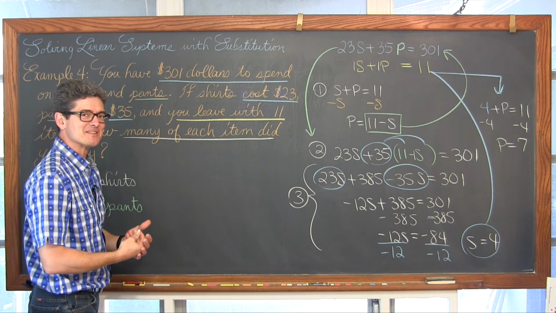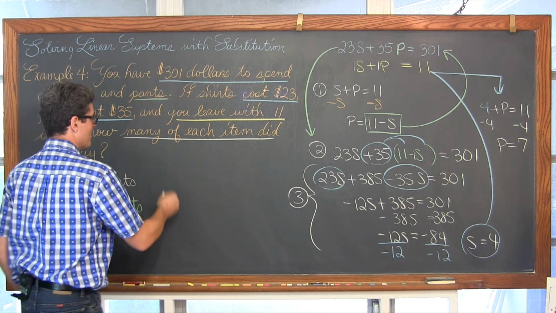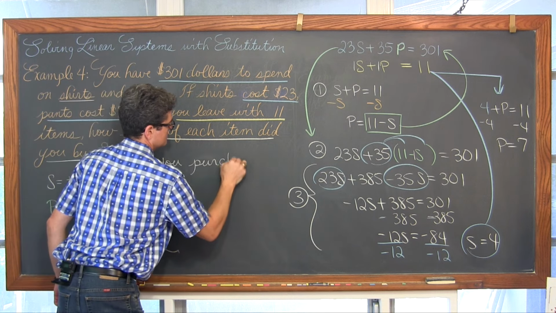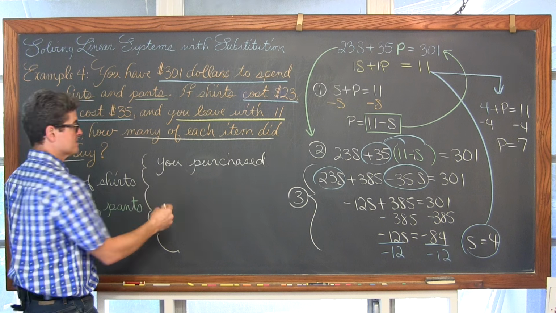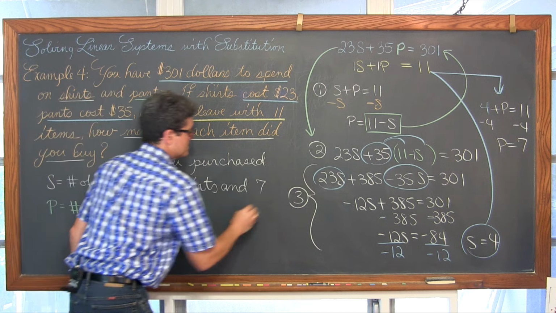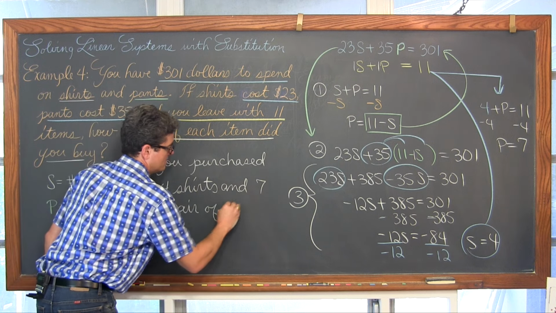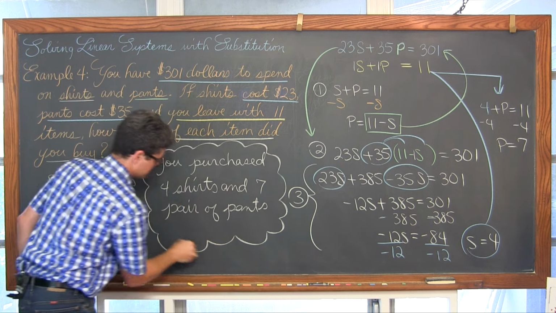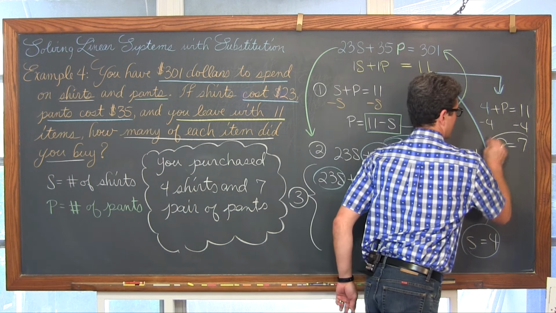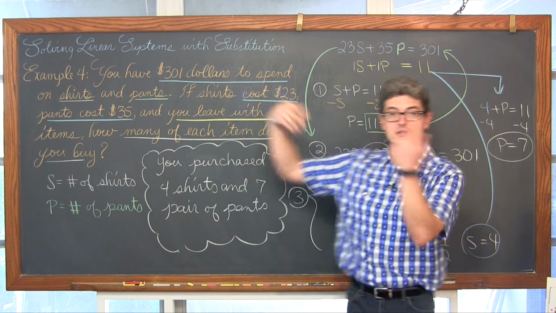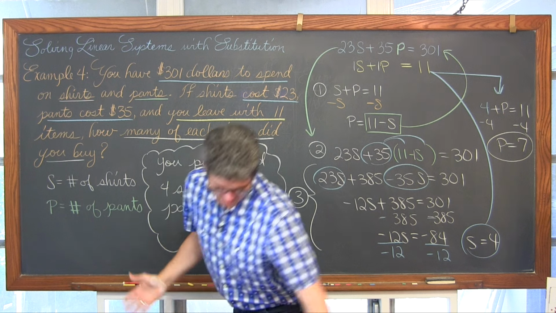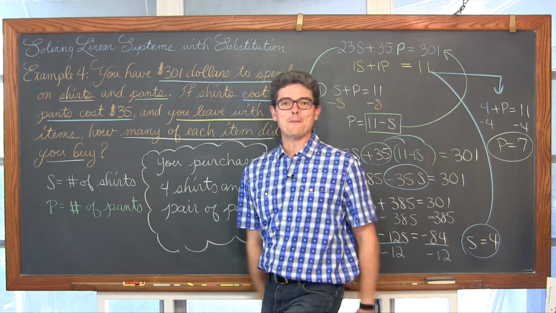I do need to summarize this, though, in a full sentence. So you purchased, what? 4 was S, so 4 shirts and 7 pairs of pants. And there is the summary of these numerical values that we got from our algebraic work in context of the word problem. Got 2 more examples coming up.